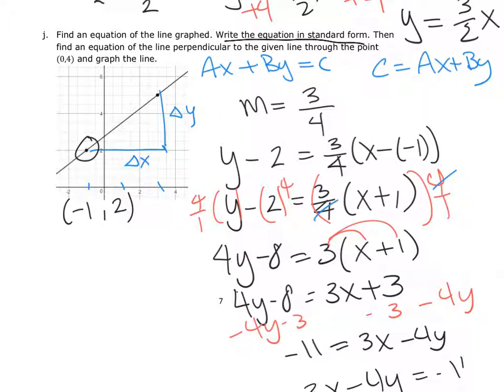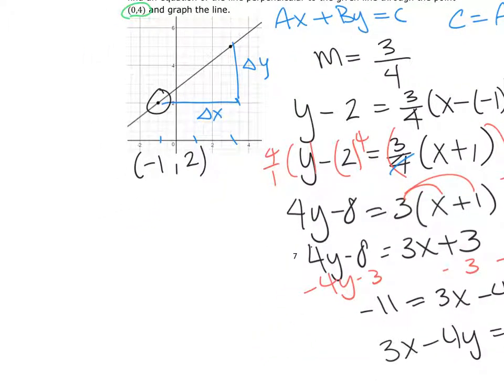Now it's asking me to find the line that is perpendicular to that line and goes through the point 0, 4, and I need to graph the line. Now it's fortuitous that this happens to be the y-intercept, so it makes my life a little bit easier. If I had to find the equation of the line, I know what my slope is. So this is the slope of the first line.